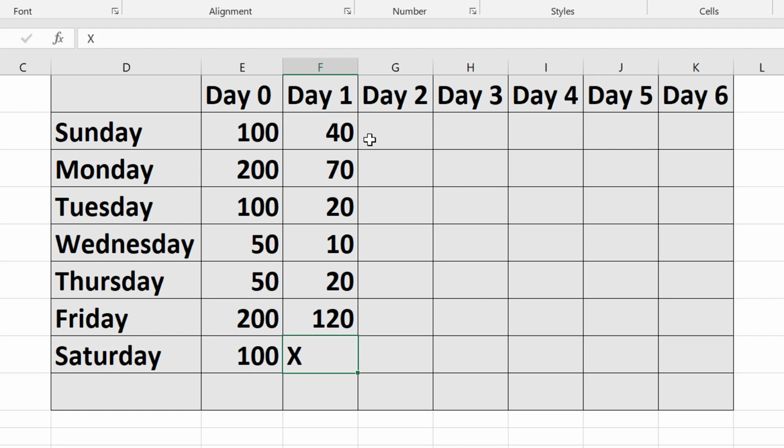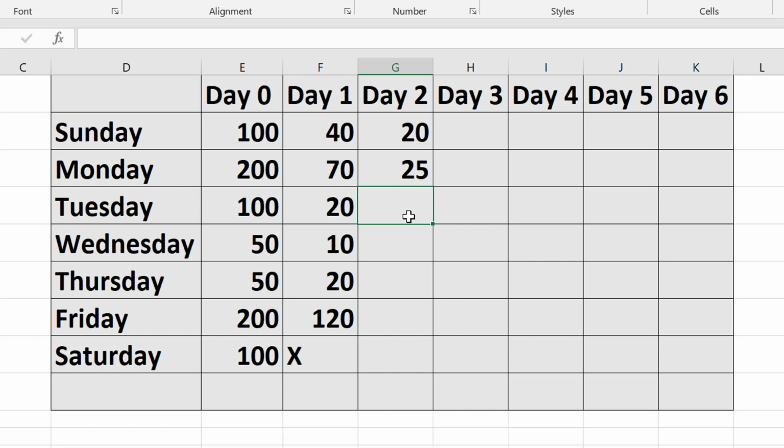Fine. So let's move on to day 2. For Sunday, day 0 is 100. The figure came down to 40 on Monday. And then on Tuesday, let's suppose we got 20. And then on Monday, we acquired 200 people. On Tuesday, it came down to 70. And on Wednesday, which is day 2, we get, let's say, 25.